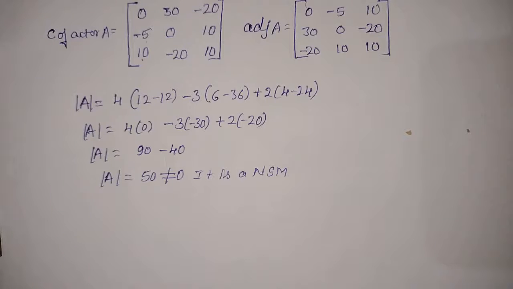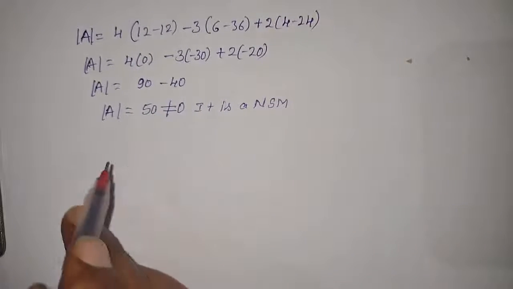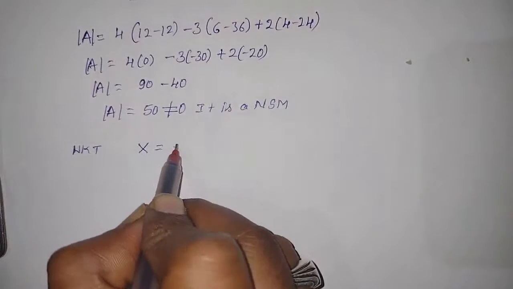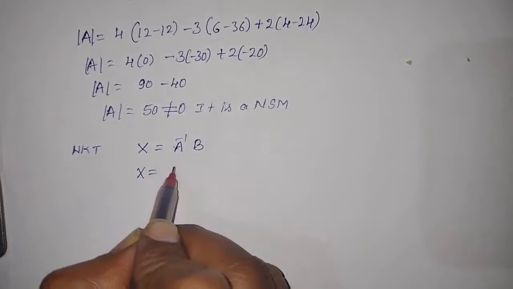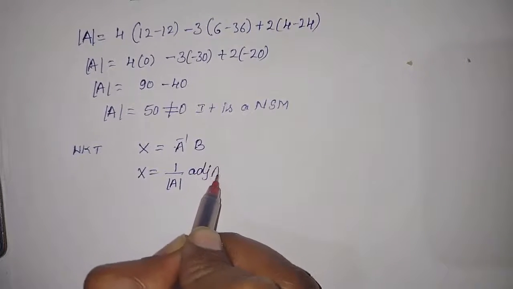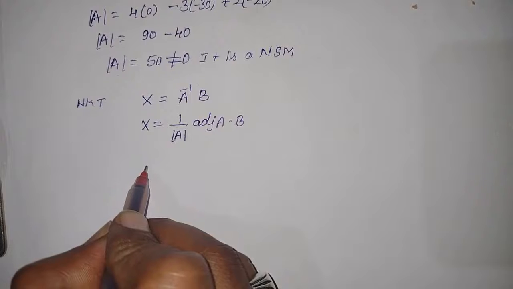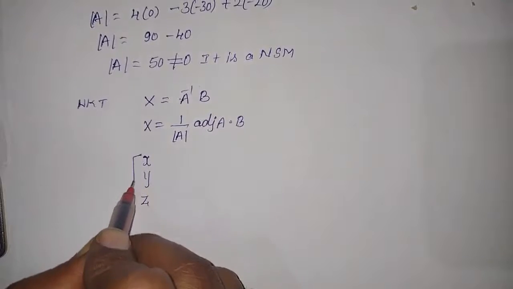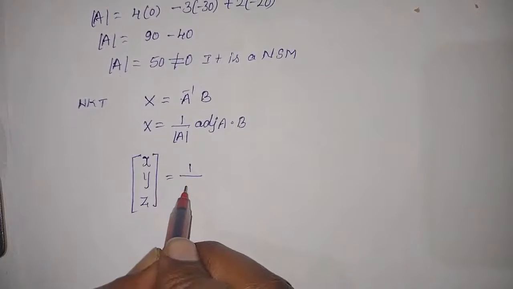So after finding the determinant of A, next we have to find out the value of x, y, z. We know the formula: X is equal to A inverse into B. Where A inverse means 1 divided by determinant of A into adjoint of A, into B. X means x, y and z is equal to 1 by determinant of A, which we already got as 50.